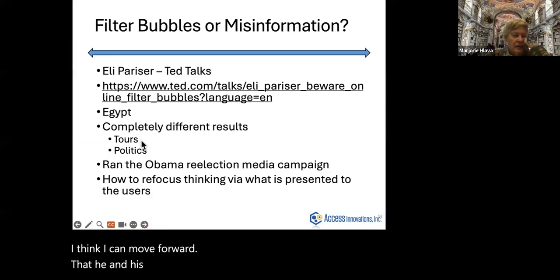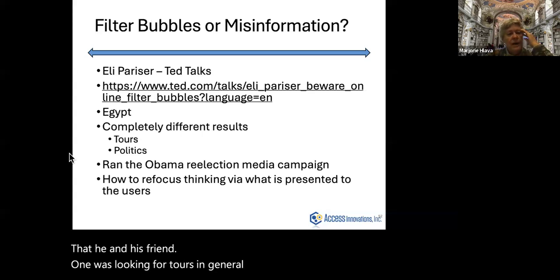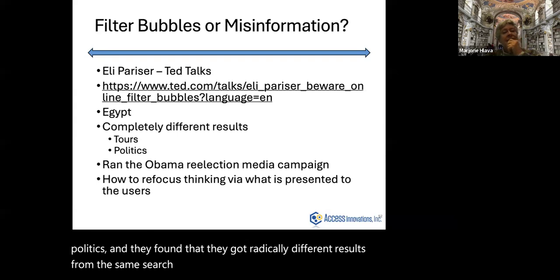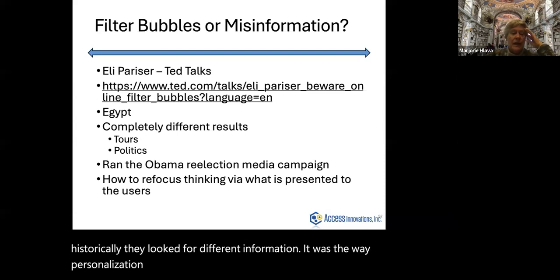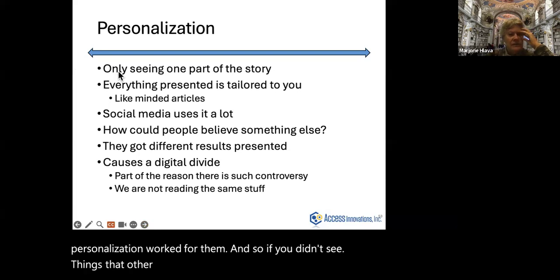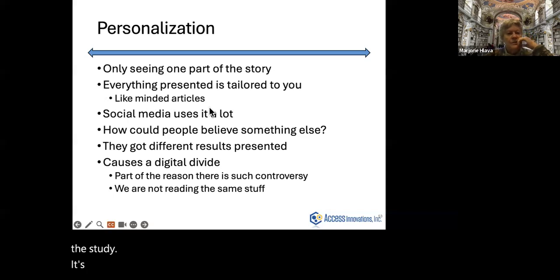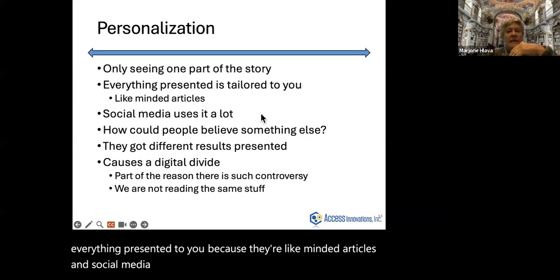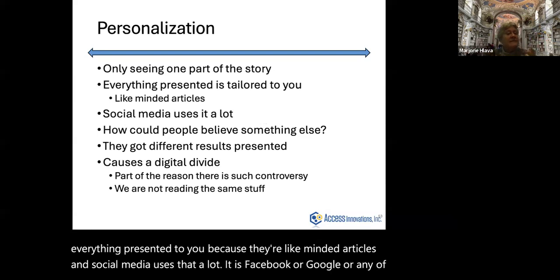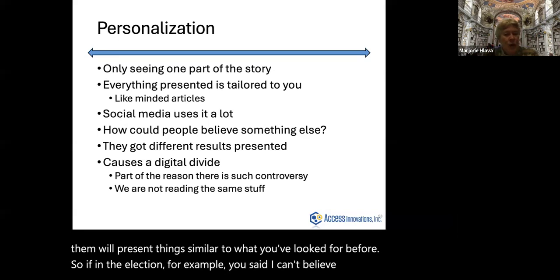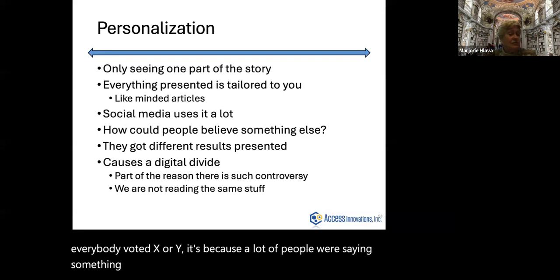that he and his friend, one was looking for tours in general, the other was looking at politics, and they found that they got radically different results from the same search query in the same search software, because historically they looked for different information. It was the way personalization worked for them. And so if you didn't see things that other people have seen, you're only seeing one part of the story, because it's tailored to you. It's personalized. It gives you everything presented to you because they're like-minded articles, and social media uses that a lot. Facebook or Google or any of them will present things similar to what you've looked for before. So if in the election, for example, you said, I can't believe everybody voted X or Y, it's because a lot of people were seeing something else when they did a search or got their news.